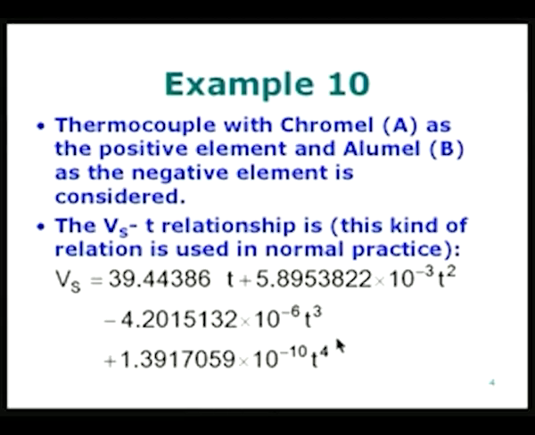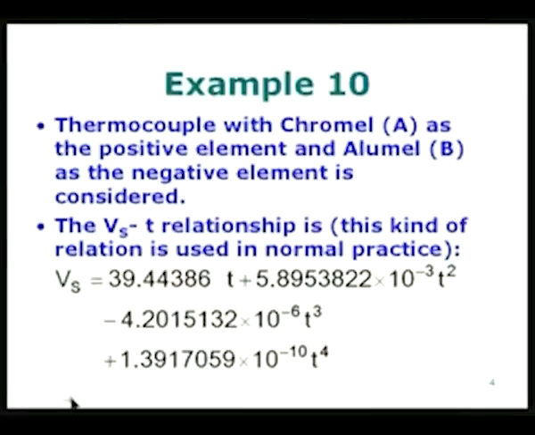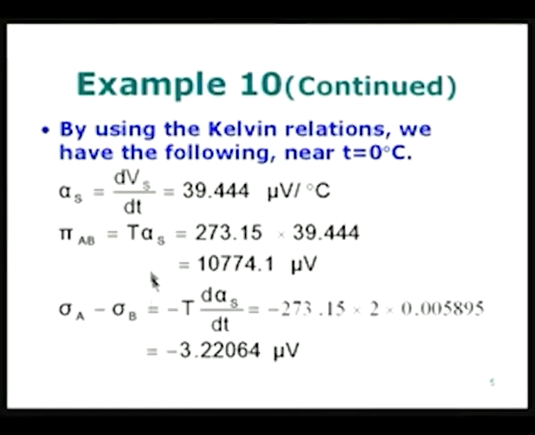This is an expression which is expected to give a good representation of the Seebeck effect in a chromel alumel thermocouple pair, where the reference junction is maintained at the ice point. So, with this background, let us just apply the Kelvin relationships, and you will see that I am going to look at what is happening near T equal to 0.